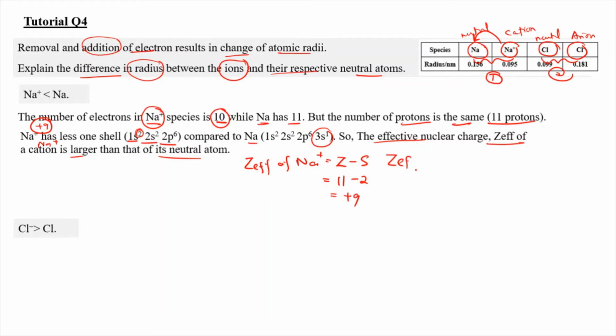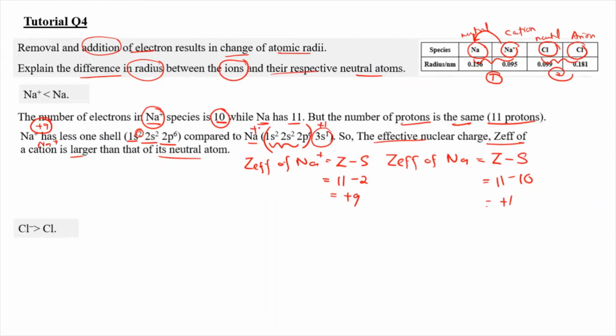However, when you count the Zeff for the Na atom, which is neutral, calculated by Z minus S, it's going to be 11, which is the proton number, minus the number of electrons in the inner orbital, which is all of this, going to become 10. And lastly, you're going to get the Zeff of plus 1.